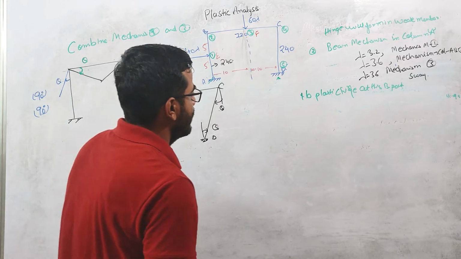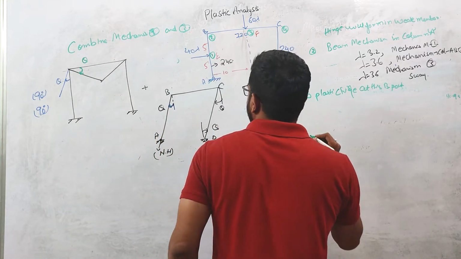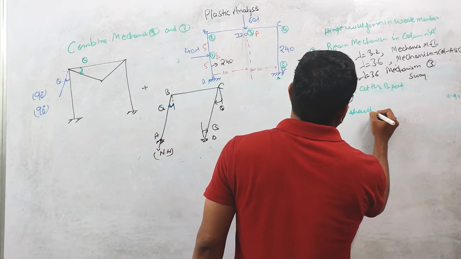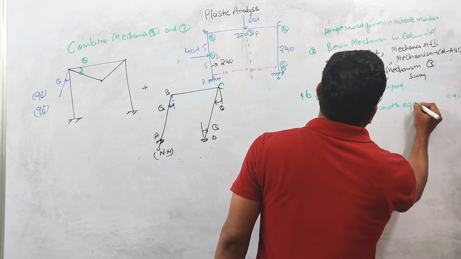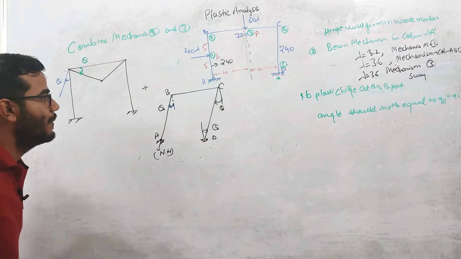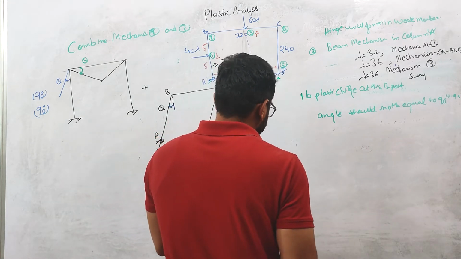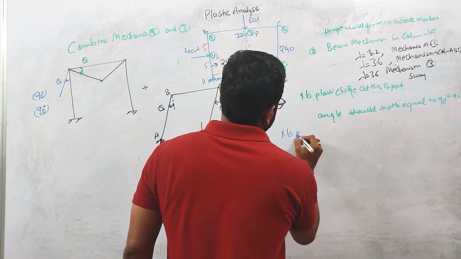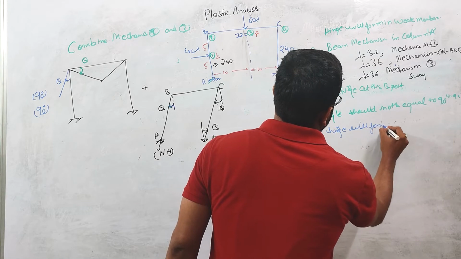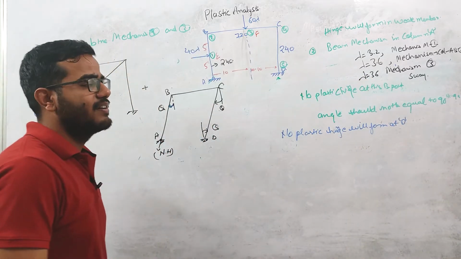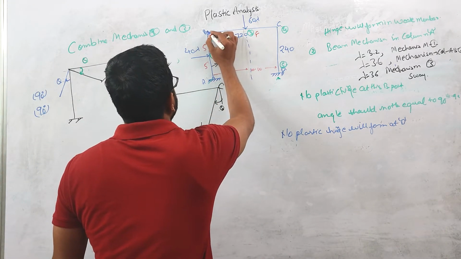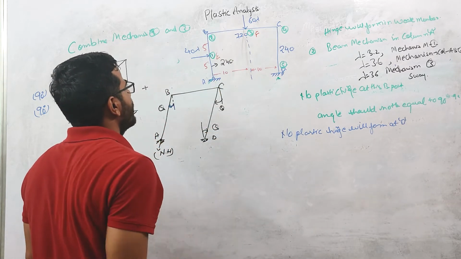If a plastic hinge is formed at B, then the angle should not be equal to 90 degrees. Here the angle between the members is 90 degrees, so the plastic hinge will not form at this B point. So the important concept we learn from here is that no plastic hinge will form at B point. In the last lecture we discussed this with the concept of net moment. At this B point the moment is less, that's why the plastic hinge is not forming at the B point.